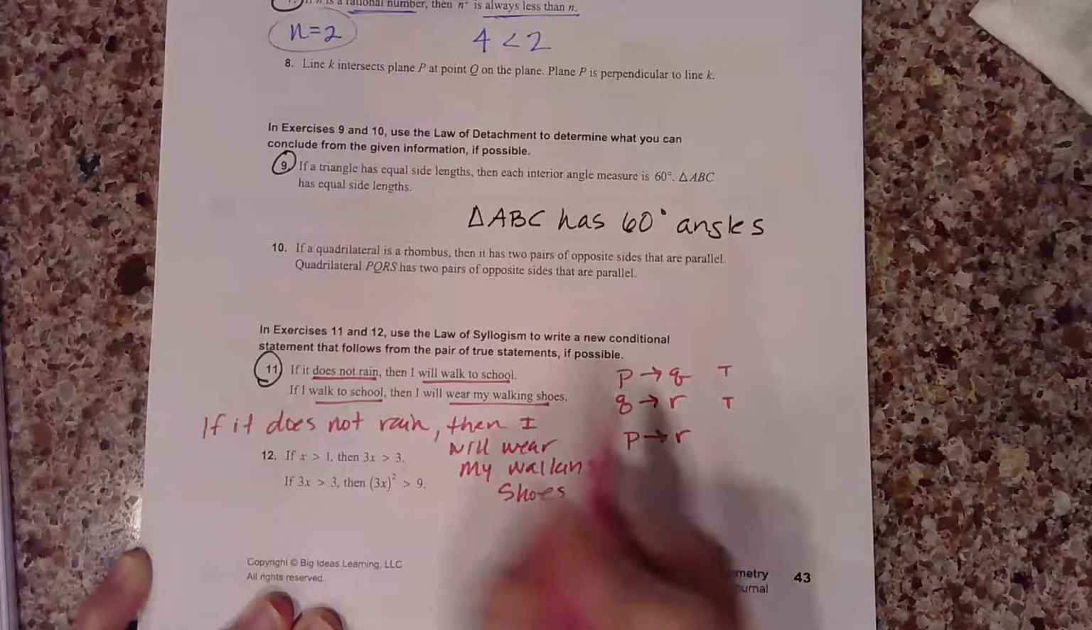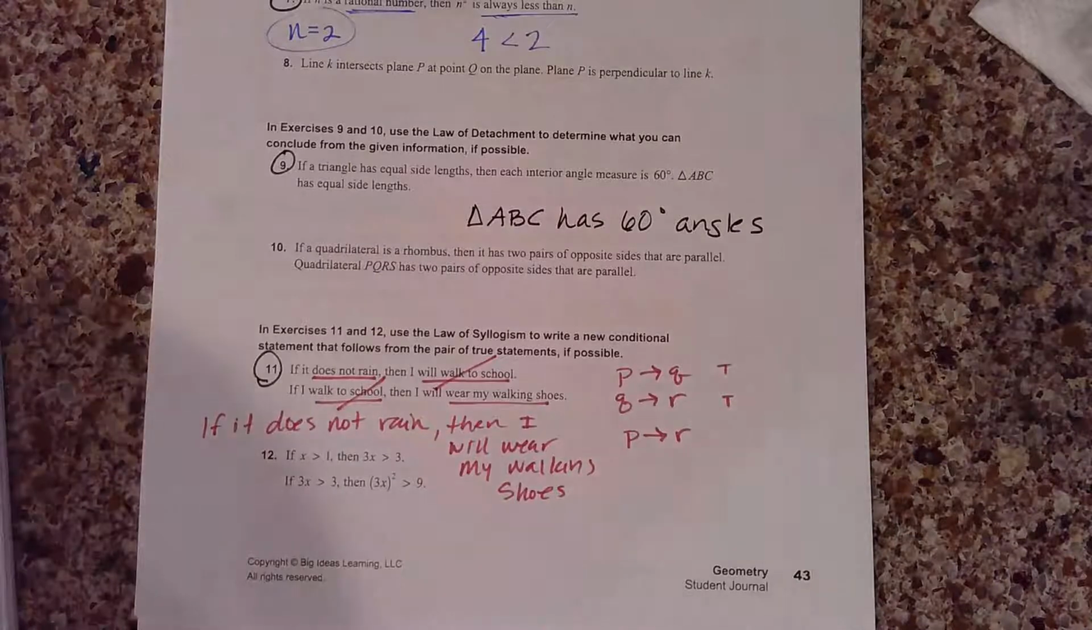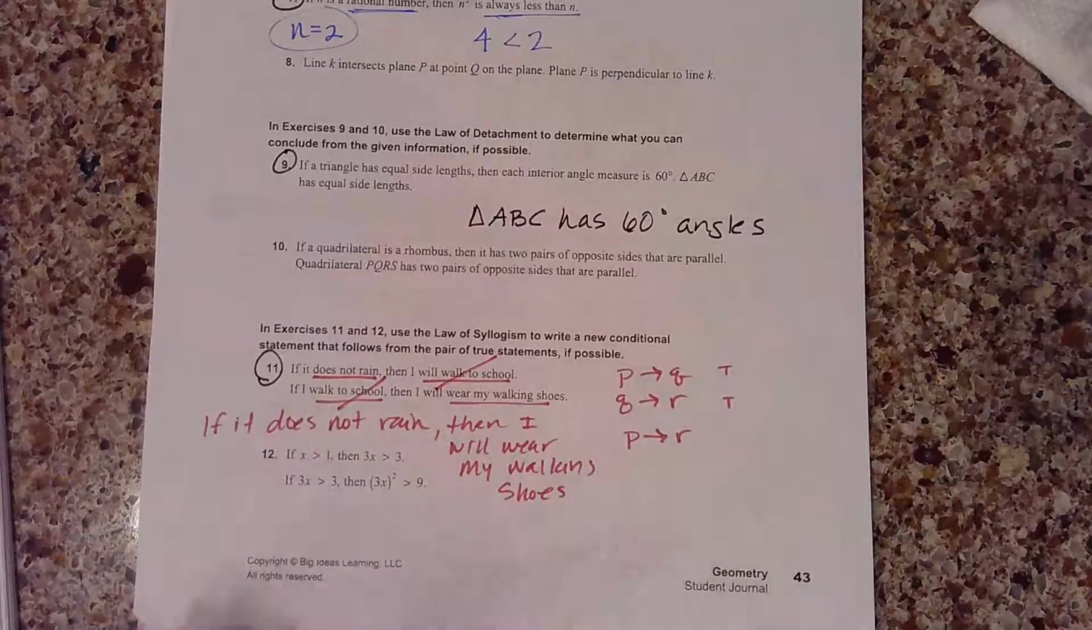So you're taking out those two parts. Those are the parts that overlap, right? Those are the two parts that I can take out in this law of syllogism. And so then my final statement looks like this.